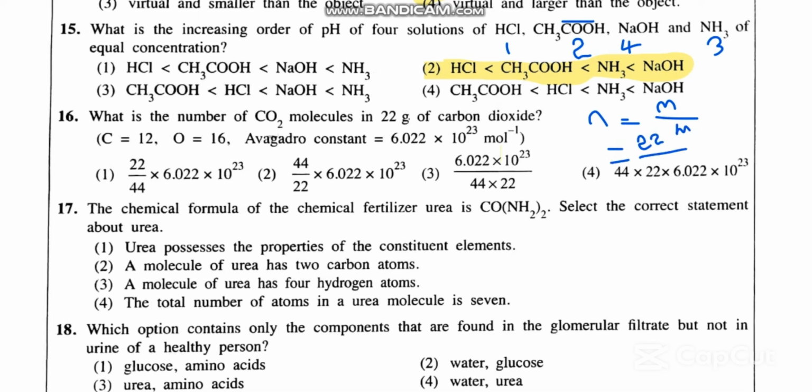Molar mass is how much? Carbon is 12. You have 2 oxygens, then 16 into 2 is 32. 32 and 12, 44. 22 over 44 is the number of moles. Now you can see they have not solved that, so we also need to solve that. Into the Avogadro constant will give you the number of CO2 molecules. So the first one is the answer. Here you need to solve also. If you know the equation, it's enough.